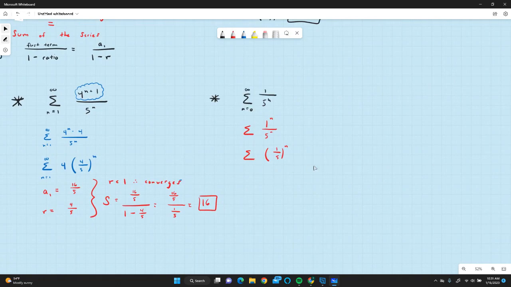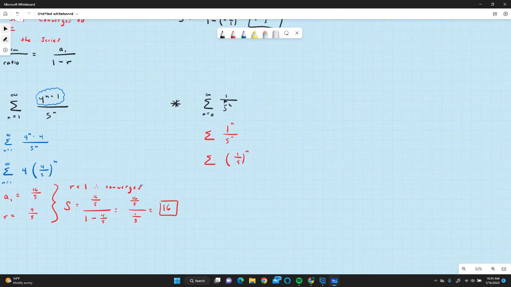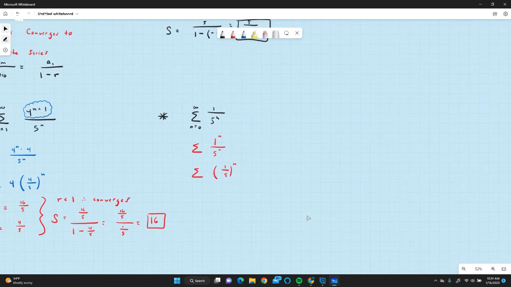Here's another example. This kind of looks geometric, except the top doesn't have an n value, but it does, because if we see 1, we can write it as 1 to the n, because 1 to any power is just 1. And then I can rewrite it like this, and lo and behold, go from there.